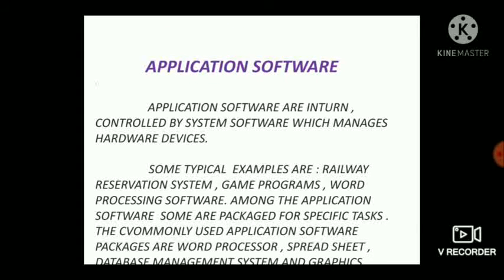Next one is application software. An application software consists of programs designed to solve a user problem. It is used to accomplish specific tasks rather than just managing a computer system.